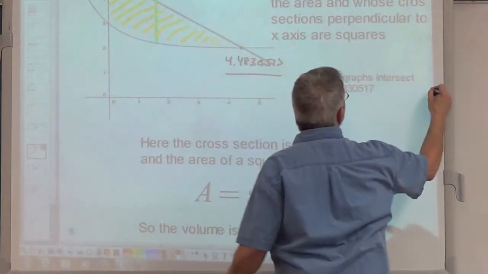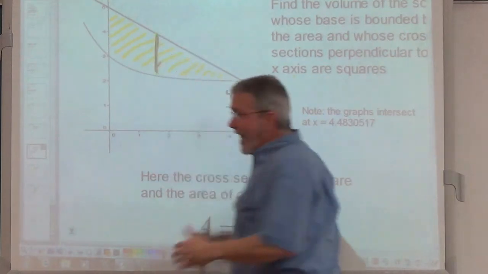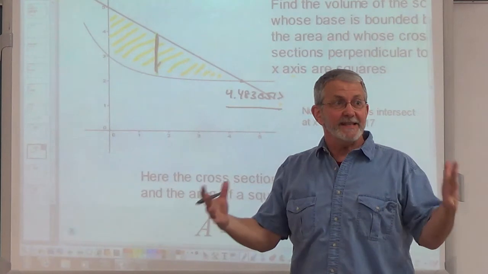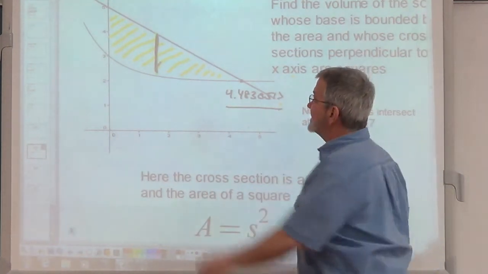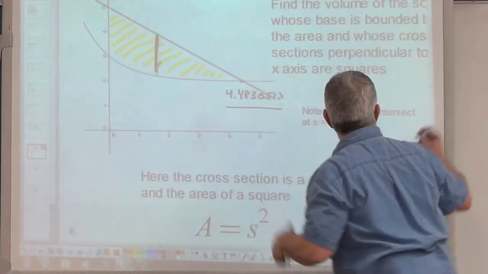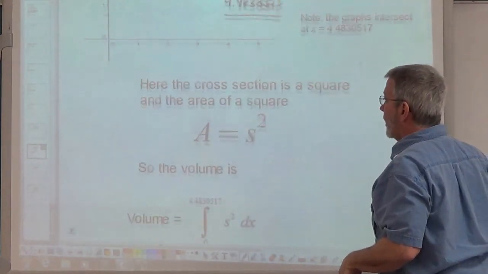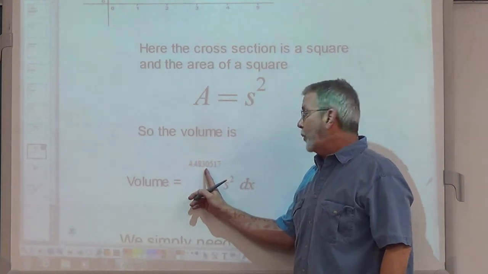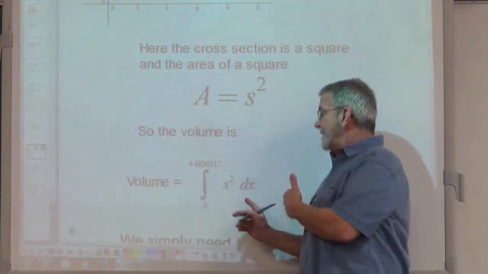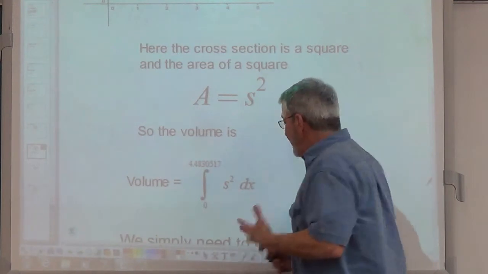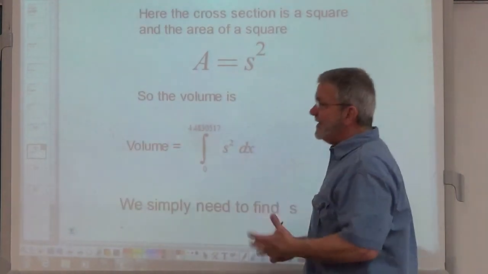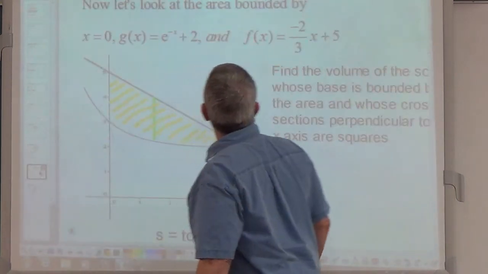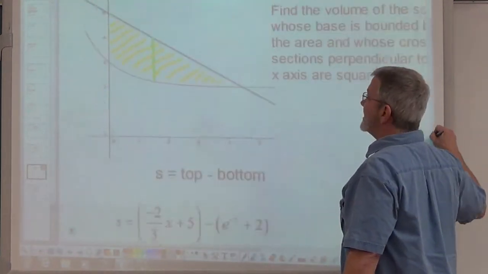Here's s, right here. S is a vertical distance. Don't make this difficult. This is the easiest stuff that you've done. S is a vertical distance. What is s? Well, here's the volume. The volume is simply going to be the integral from 0 to 4.4830517 of s squared dx. So all we need to do is find s. What's s? S is a vertical distance.